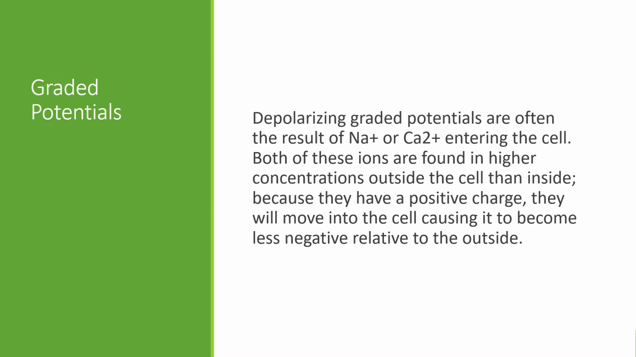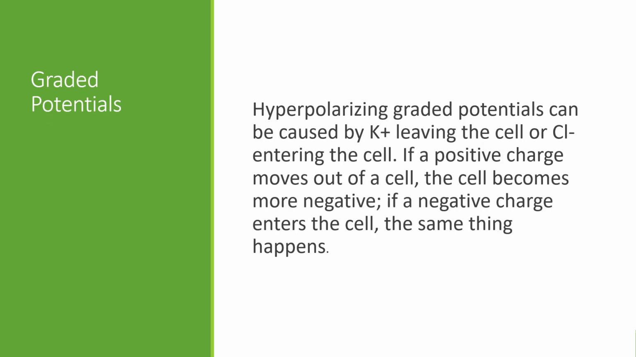Depolarizing graded potentials are often a result of sodium ion or calcium entering the cell. Both of these ions are found in higher concentrations outside of the cell than inside, and because they have a positive charge, they will move the cell membrane potential, causing it to become less negative. We're adding positives to that negative 70 and causing it to go up to negative 60. Hyperpolarizing graded potentials can be caused by potassium ion leaving the cell or chloride ion entering the cell. If a positive charge moves out of the cell, it becomes more negative, and if a negative charge enters the cell, then the same thing happens.